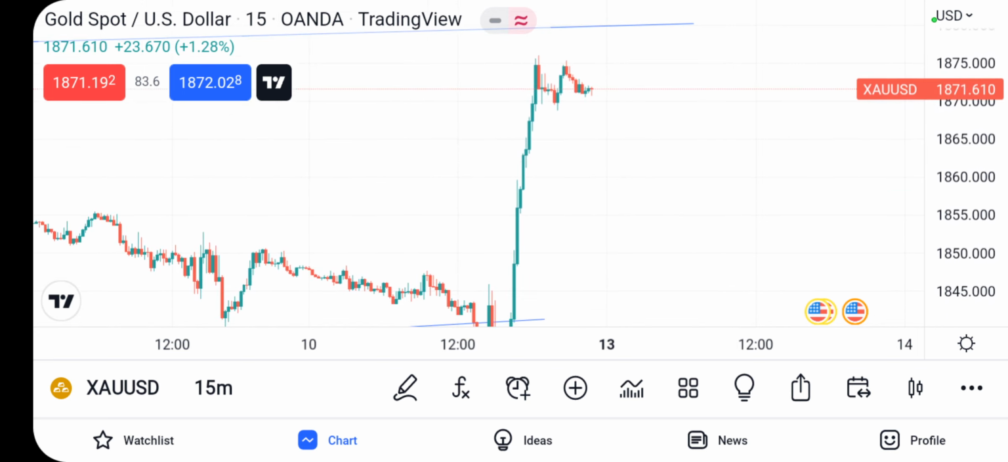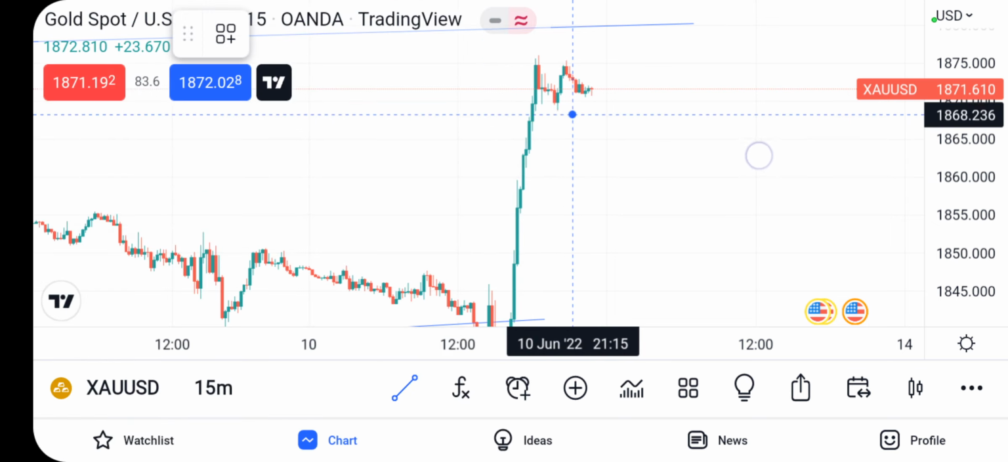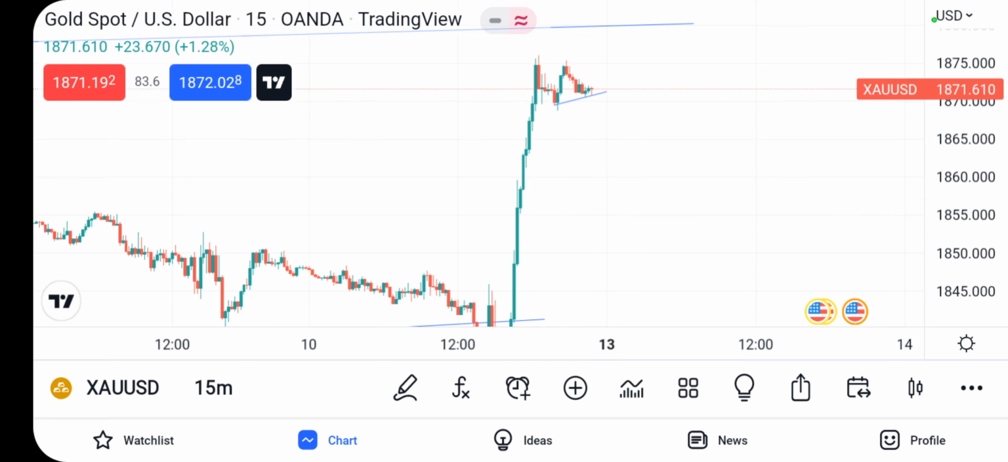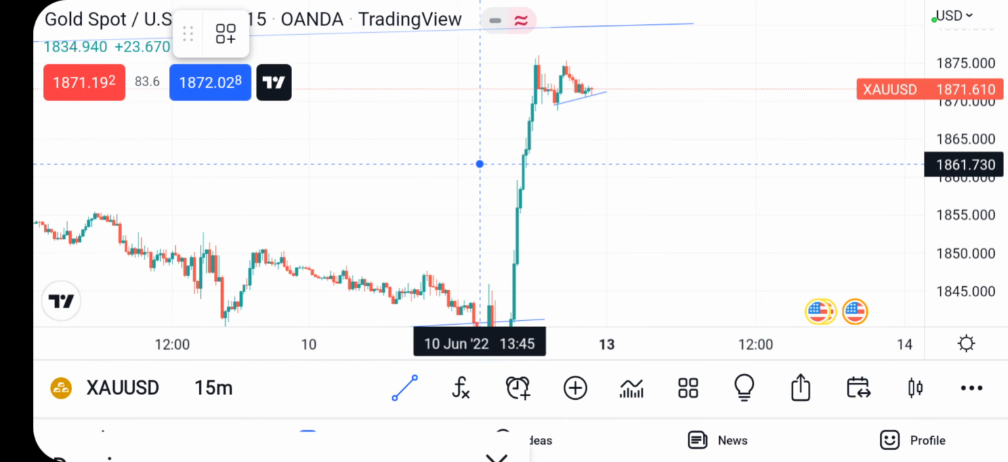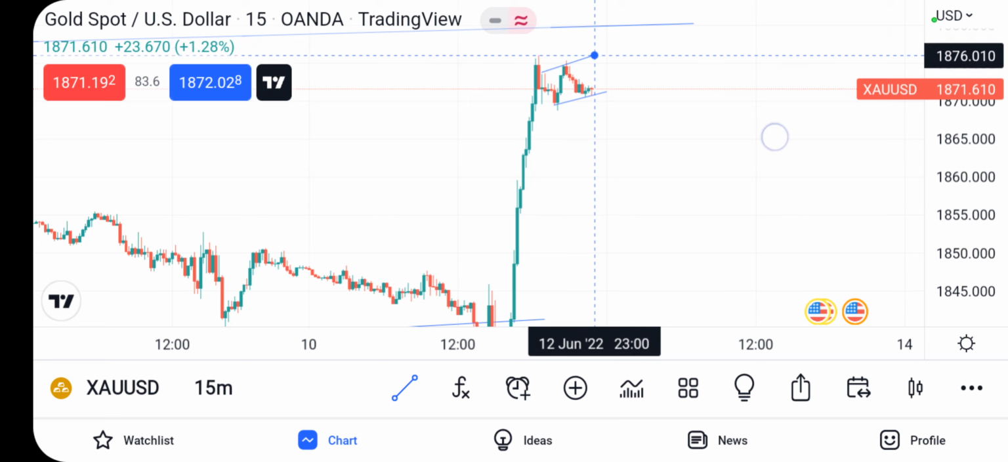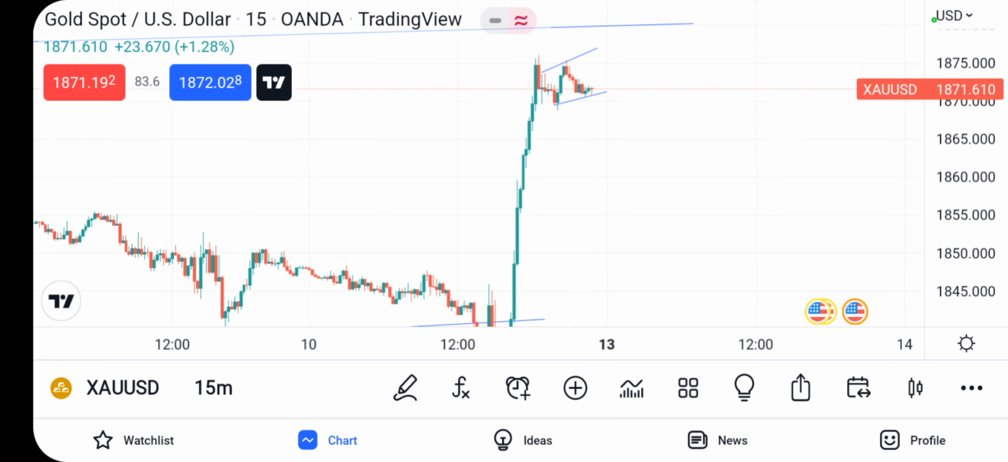Now you can see the market pushed to the upside impulsively. Now the market is on a correction. This correction I'm talking about, guys, let me take my trend line so you can see what I'm trying to say. This is what I'm seeing on gold now. So I'll rather wait for gold to come up there.